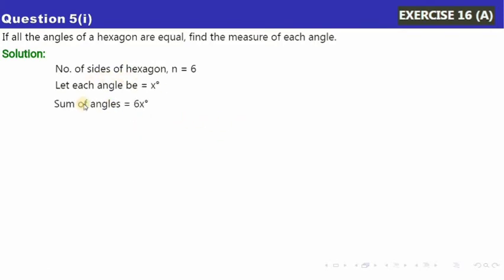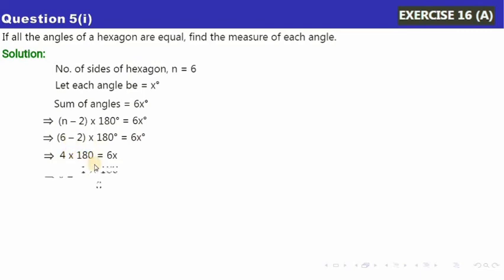So if one angle measures x degrees, then altogether all the angles measure 6 into x degrees. I hope this is clear to you. Now the sum of the angles, the formula is (n minus 2) into 180 degrees, and this is given to be 6x degrees here. Now n is 6 here, right? So (6 minus 2) into 180 degrees. From here you need to find the value of x. 6 minus 2 is 4.